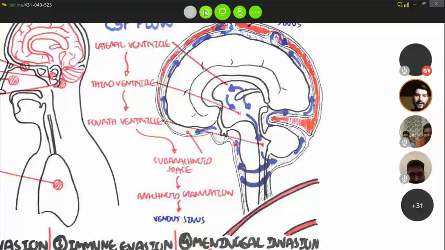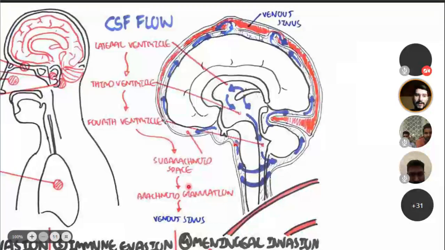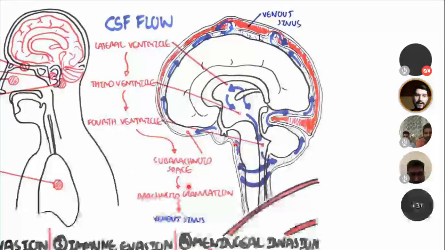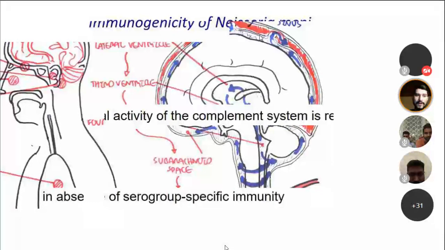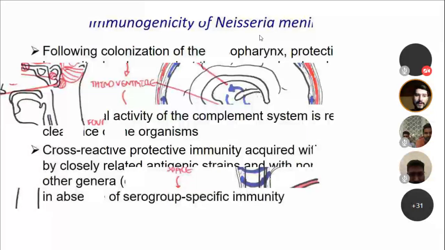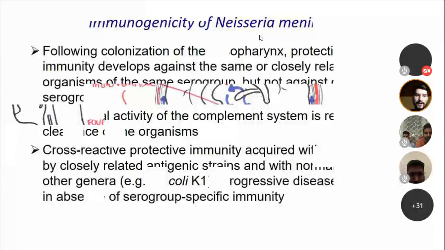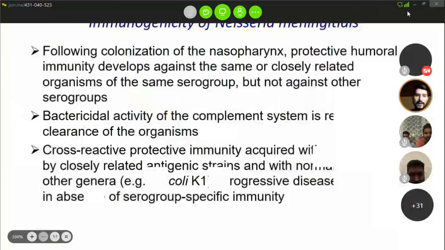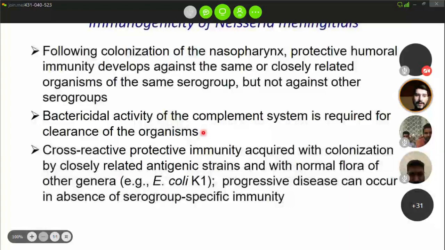So you have the colonization, then you have the bacteria entering. Now here is what I want you to know: the bactericidal activity of the complement system is required for the clearance of the organism, usually, but not in this case, because the bacteria has protein 1. Remember this: protein 1 is the factor of resistance, and it helps the bacteria to survive the complement.